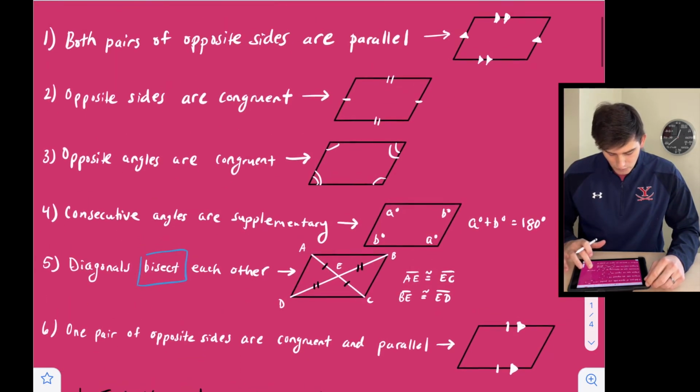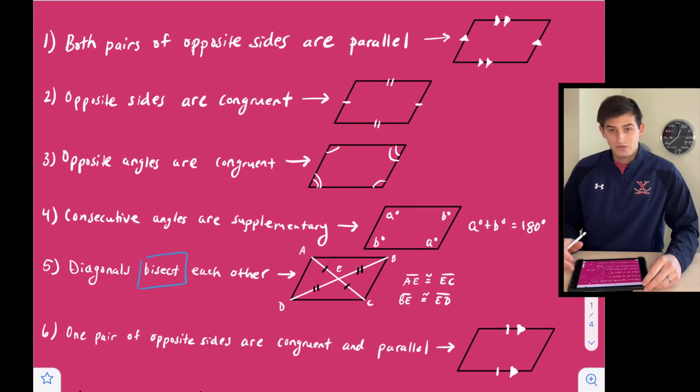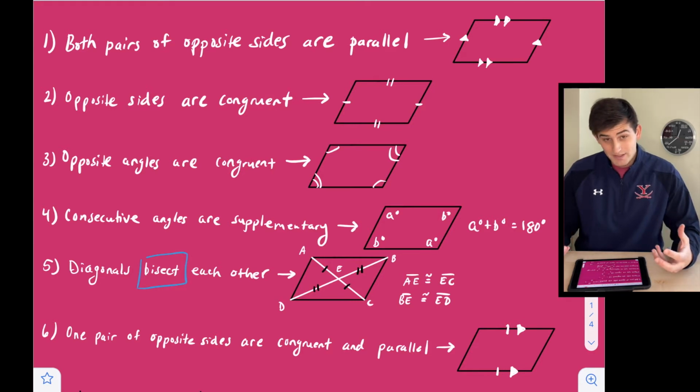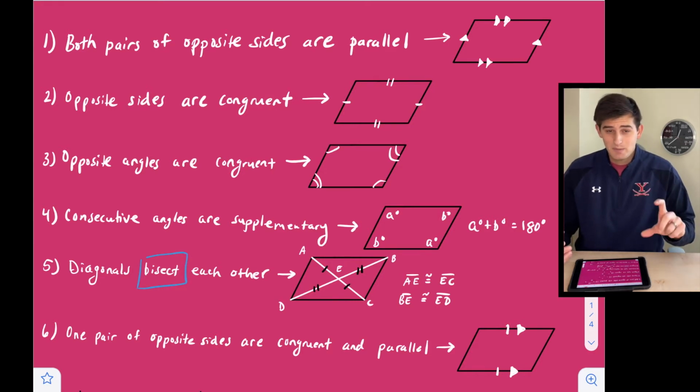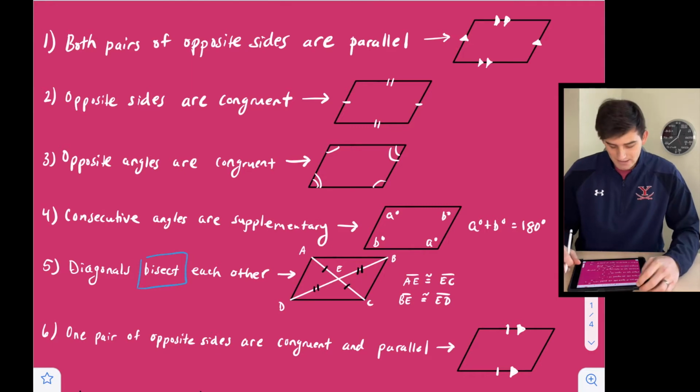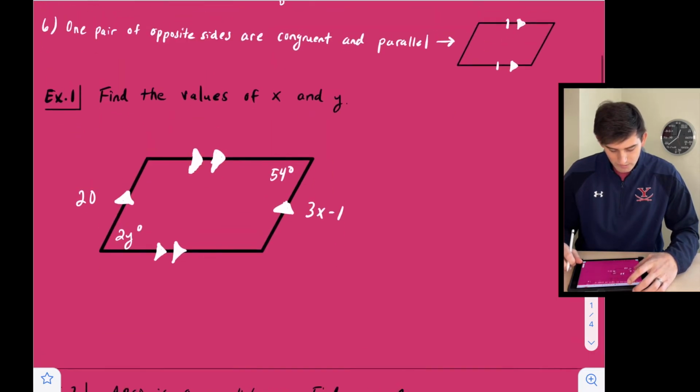And the last one, a pair of opposite sides are congruent and parallel. So if we're trying to prove that a quadrilateral is a parallelogram, and we can prove that one of the sides or pairs of sides is parallel and congruent, then it is a parallelogram. Okay, so let's look at some examples.